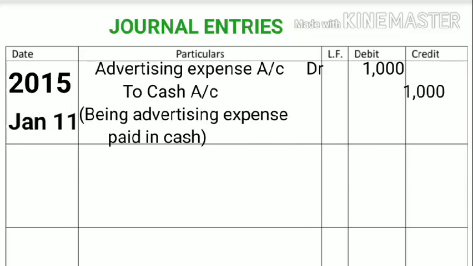January 11, paid advertisement. Here also, applying the same reason, the entry is advertising expense account debit to cash account, and the narration will be being advertisement expense paid in cash.